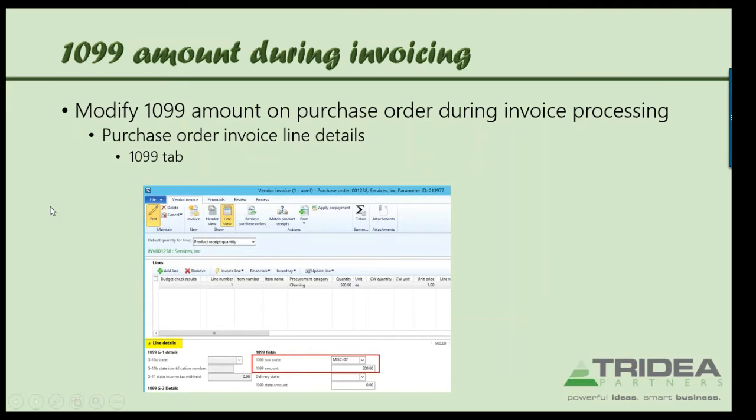All right, and then the other way to record a 1099 amount would be on a purchase order. During invoicing, on the purchase order, so in my little screenshot down here, this is the purchase order line that I'm invoicing for a service. And I can expand this line details tab, and here again we see the 1099 box and the 1099 amount. And this can be edited as needed.